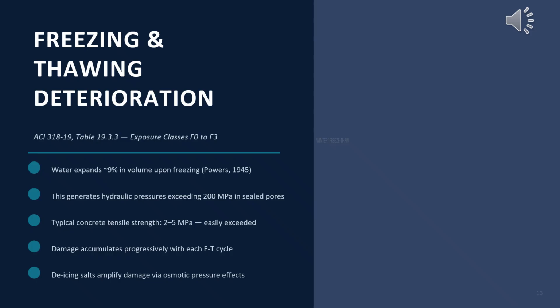Now, this is the dominant durability concern in cold climates. In Pakistan, it's particularly for structures in northern mountain regions, the Karakoram Highway, the structures in the Hindu Kush and Himalaya foothills, and anywhere temperatures cycle through 0 degrees Celsius regularly.